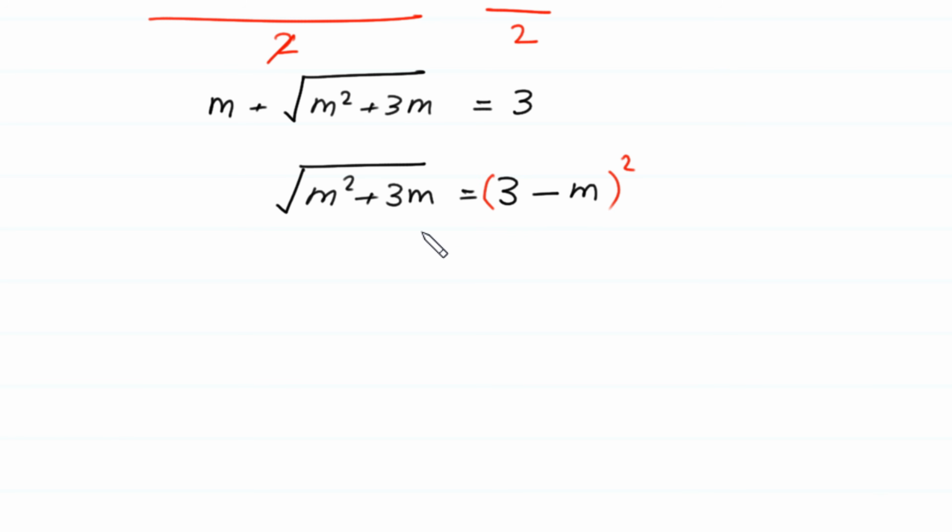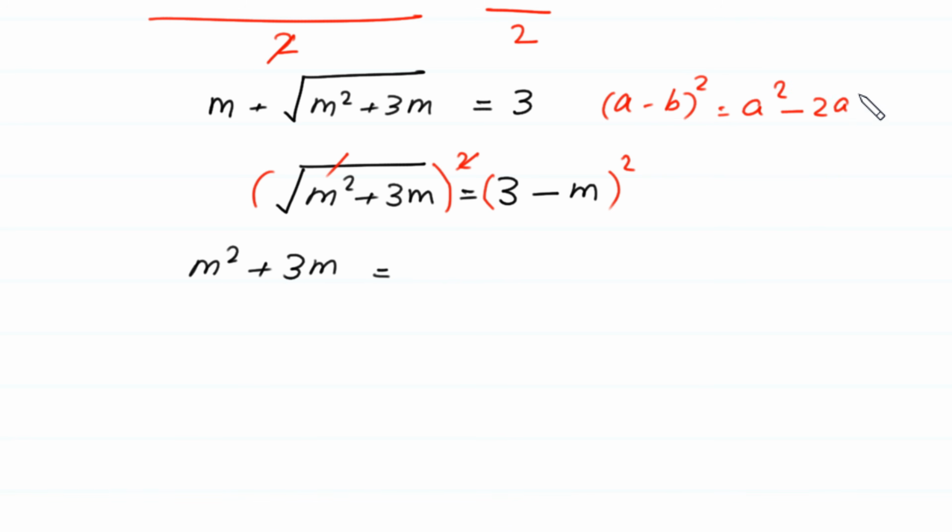Now from here we take square of both sides, and this square will be cancelled with this square root. And at left side left, m square plus 3m is equal to, according to the algebraic identity, a minus b whole square is equal to a square minus 2ab plus b square. This 3 minus m whole square is equal to 9 minus 6m plus m square.